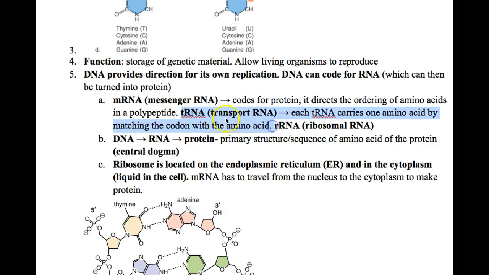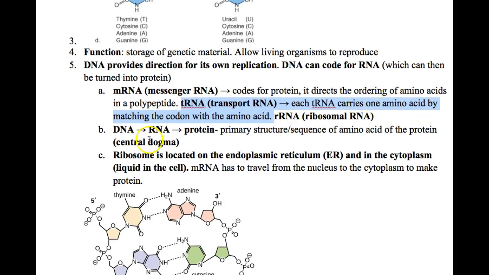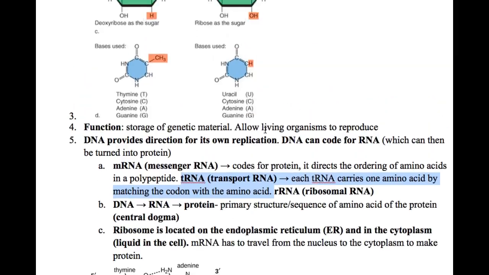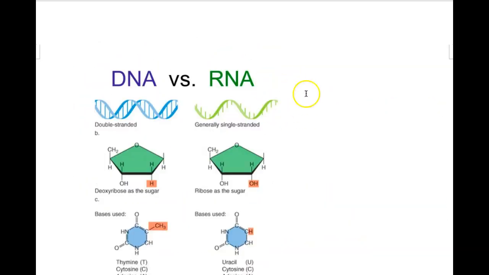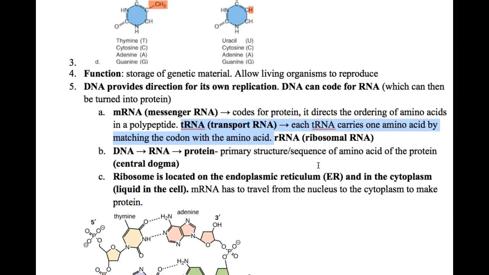The other type of RNA is called transport RNA, tRNA. So tRNA carries one amino acid by matching the codon with the amino acid. So what does that mean? One tRNA is an RNA, obviously, but this RNA carries an amino acid with it. And when we're making a protein, these tRNA are responsible for delivering the amino acid in order to make a polypeptide chain. Once again, when we get to our genetics unit, we'll look very specifically into all of these molecules again, but right now, just know they exist and they're different types of RNA.